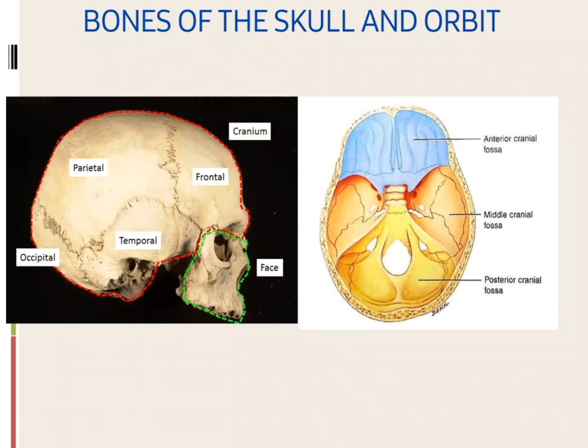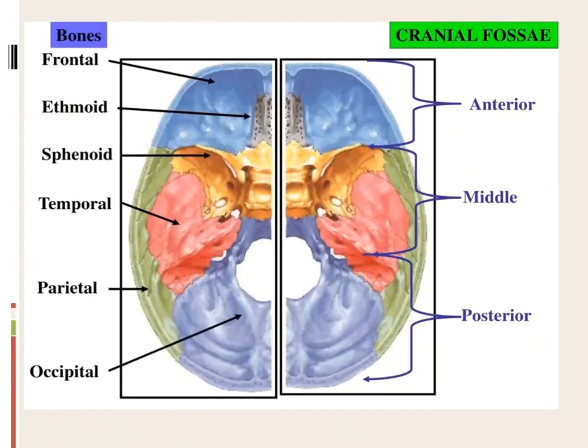So that's the diagram showing the cranium. We have the frontal, temporal, occipital, and parietal on the picture to my left. And the other diagram is showing the anterior cranial fossa, middle cranial fossa, and the posterior cranial fossa. This is another diagram just showing the bones to my left, and to the right side we have the cranial fossae, the three of them.